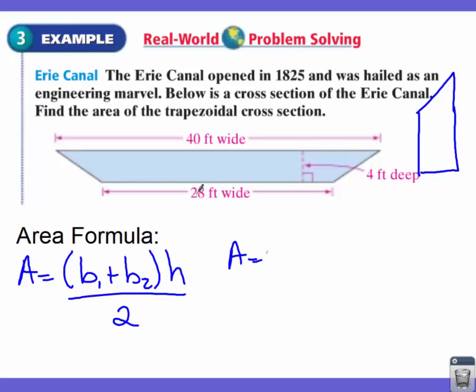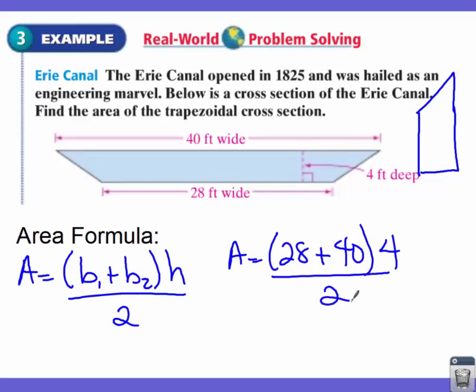So in this one, we're going to plug in our formula. A is equal to, we take one of the bases, 28, take the other base, and we're going to add those together. And you must get an answer to that before you actually do any multiply or divide. Then I'm going to multiply that by how tall it is. It's 4 feet tall. And we're going to divide it by 2.